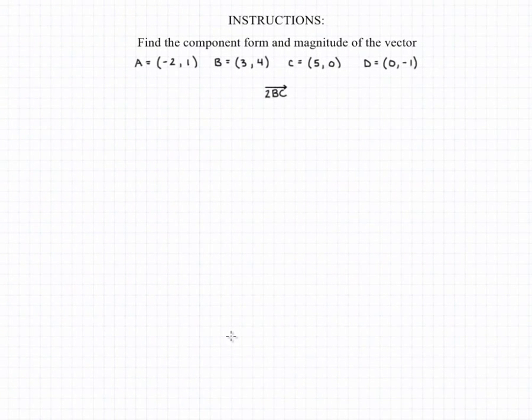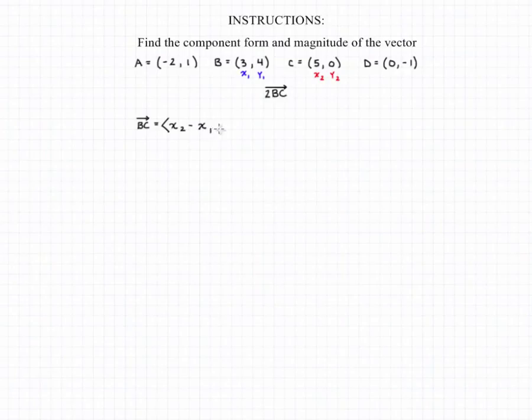We can think of the vector 2BC as a set of instructions for moving from point B to point C, and then that set of instructions multiplied by 2. So first, we want to start out by just figuring out what is the set of instructions we need to get from B to C.